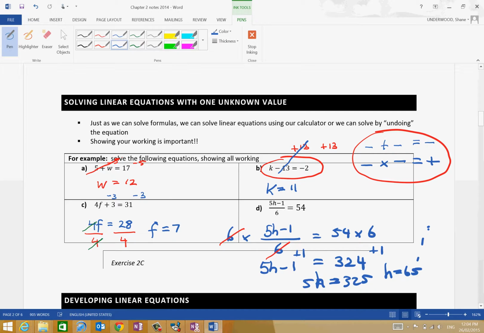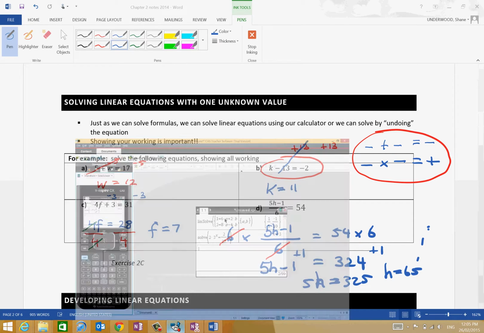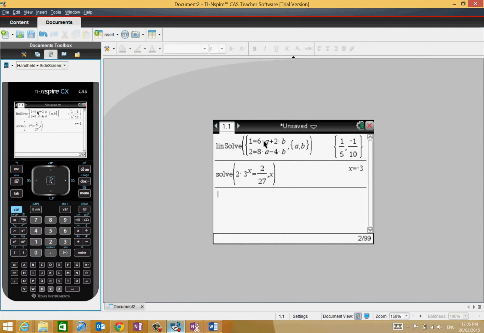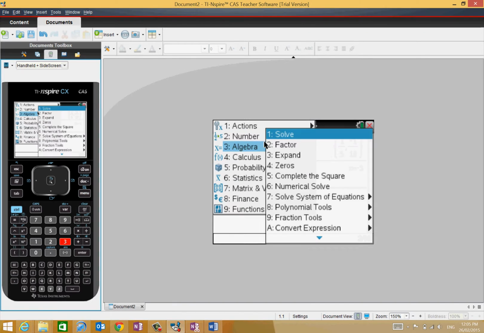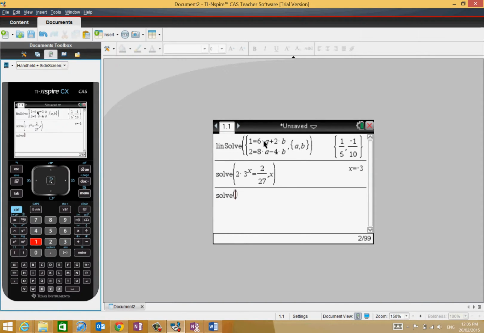Now, I wanted to show you, ladies and gentlemen, how you go ahead and do this in your calculator. All right? Now, can I ask, what is the easiest way to find the solve? Menu 3, 1. Okay? Menu 3, 1. Wow, you've got solve. Now, if you type solve in, you get the same thing, but it takes longer, so don't do it. All right, so what we had was 5h minus 1 over 6, right? So we have to solve an equation, which means we can't drop the equal sign.